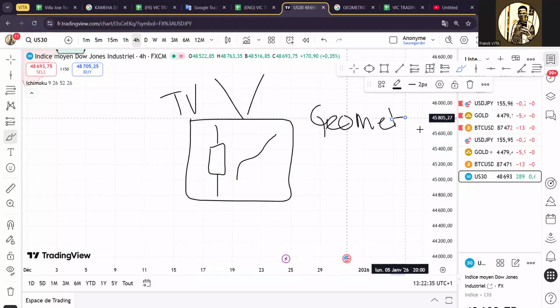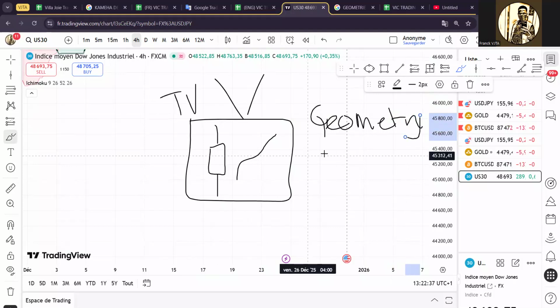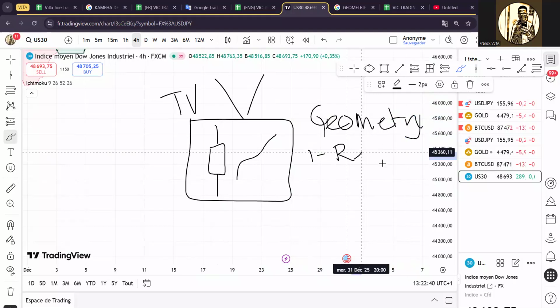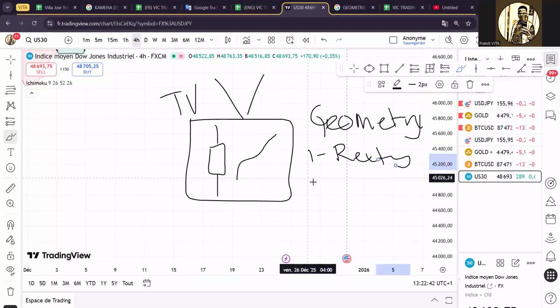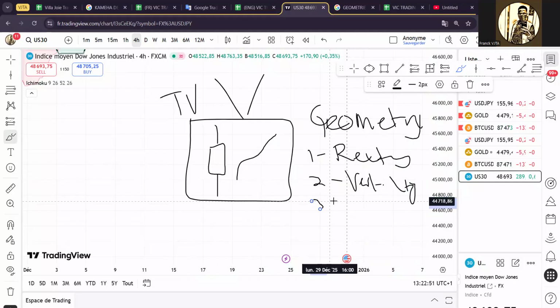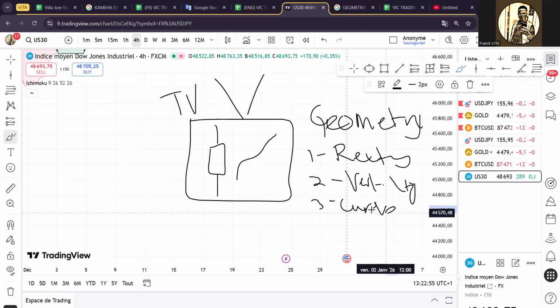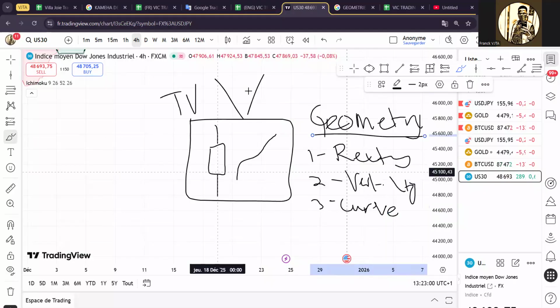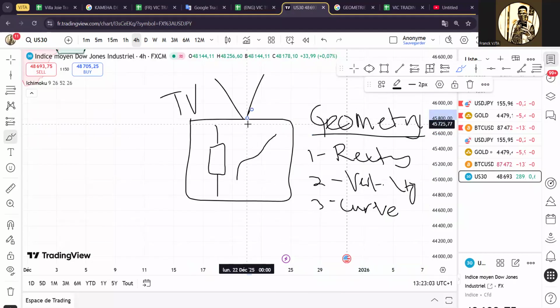So the geometry, it all starts with the geometry. The geometry that you have is that first you have a rectangle. You have vertical lines, and then you have a curve, the Ishimoku curve. Those are the three geometric figures that impact the power of Vjta. That's where it all started.